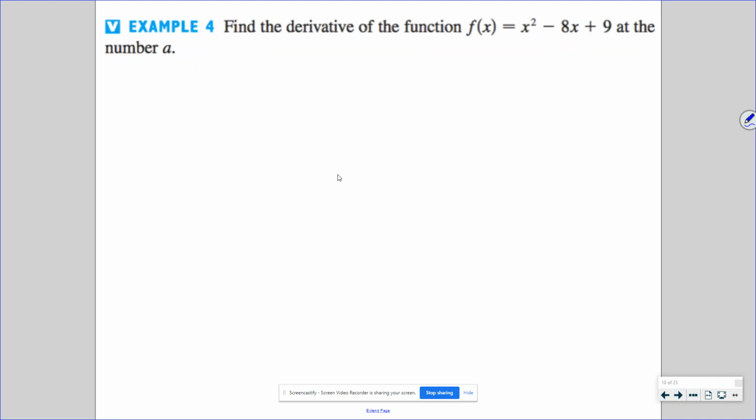So let's look at one of those. And that will probably be it for the day. In this example, it says, find the derivative of the function f of x equals x squared minus 8x plus 9 at the number a. Since I'm not given an actual value for a, I think it would probably be easiest to use the limit definition where h is approaching 0. I'm going to write the whole formula out first so you have that in front of you.